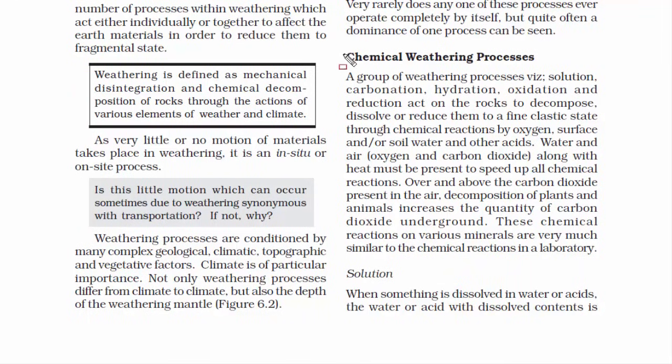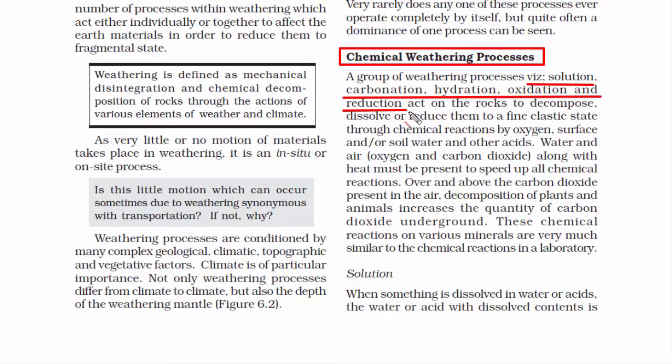The first one is chemical weathering processes. By the term you can figure out that there is some chemical change that takes place in this form of weathering. Now what are those chemical changes? Rocks go through solution, carbonation, hydration, oxidation and reduction processes before they get decomposed. For any chemical reaction to take place and speed up, we need water, air and heat. And these three elements are present in the atmosphere. That's why rocks go through intense chemical changes.